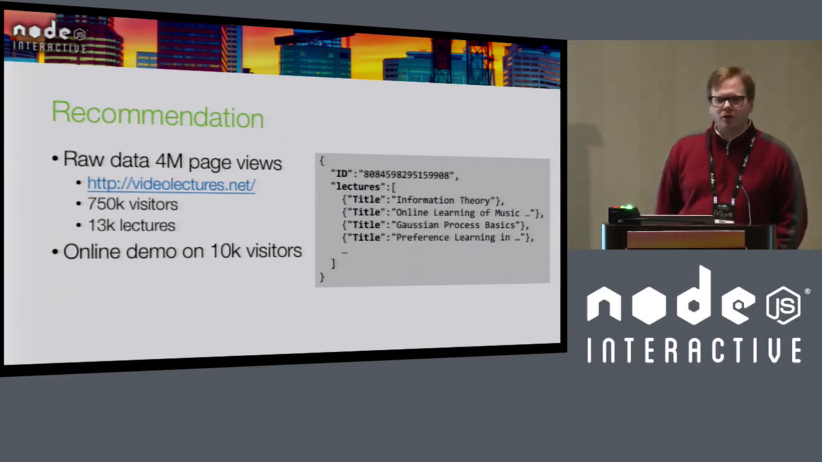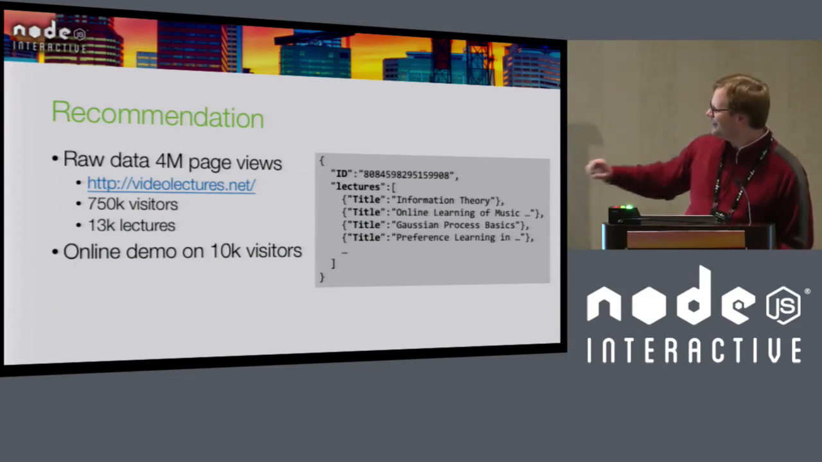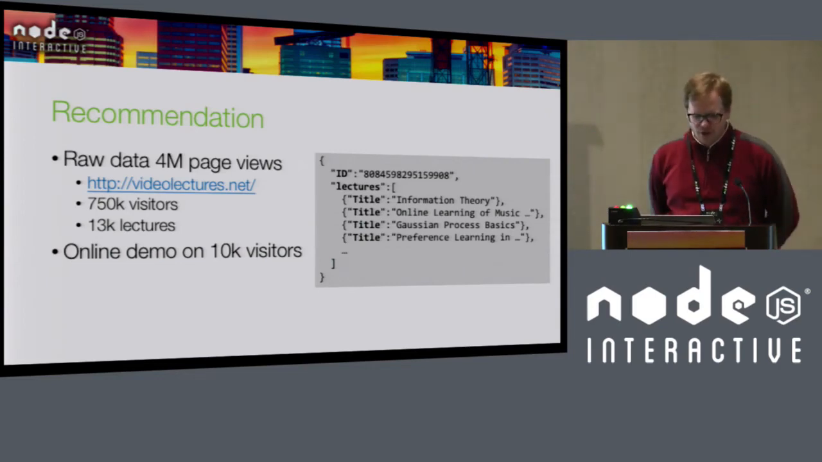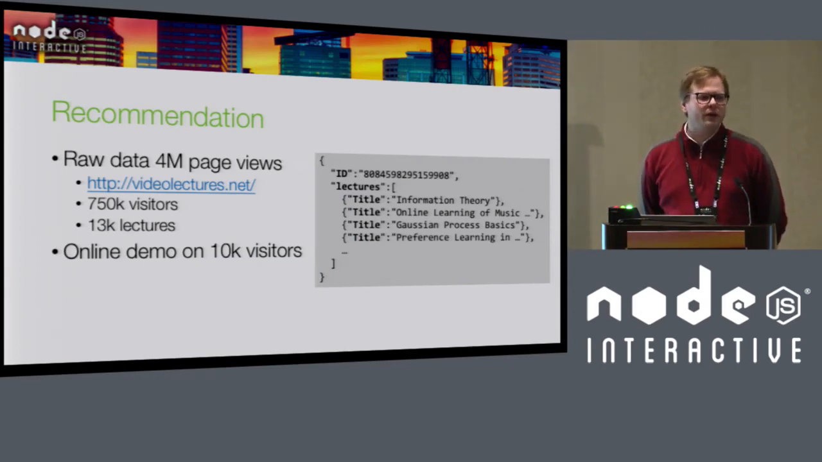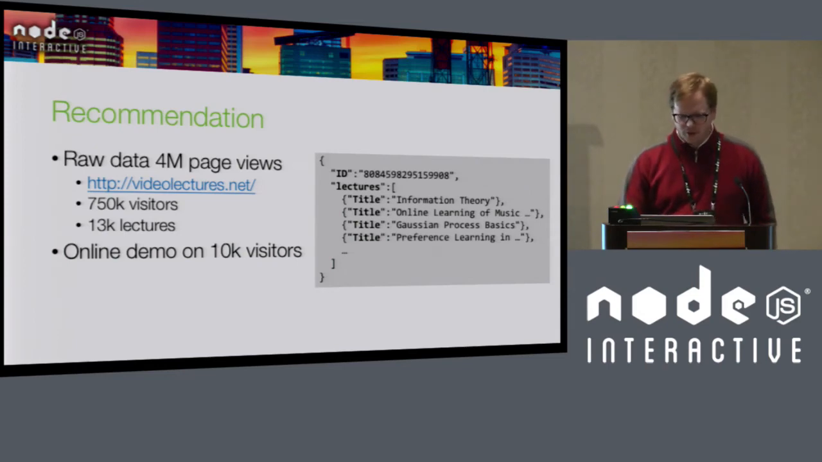From this data, we extract this simple mapping. So this ID would represent one user. And for this user, we have a list of all the lectures that he watched.